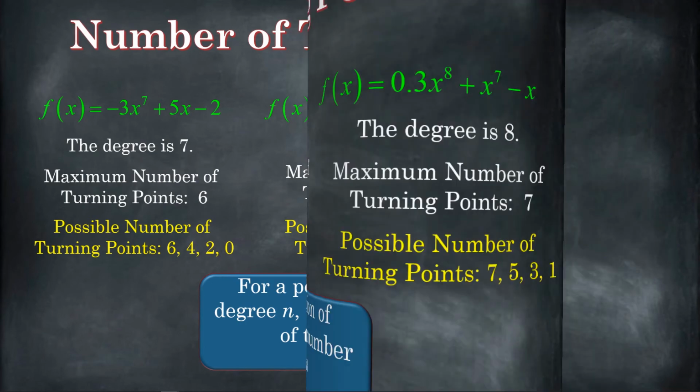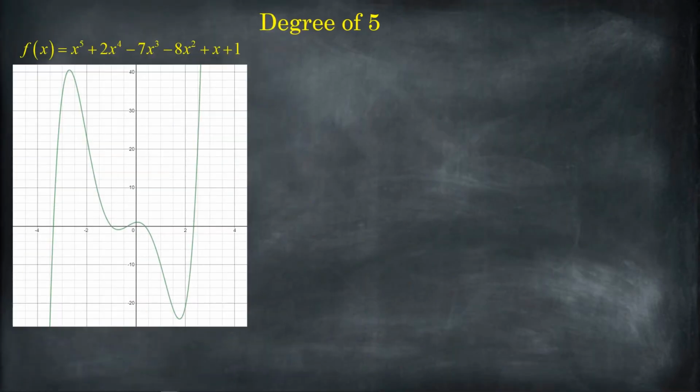Yeah. Let's see a couple of examples, all of the degree 5, right? Just so we can kind of get a sense of how this works. So I've got the graph here. Its function is right there. This has 4 turning points, right?